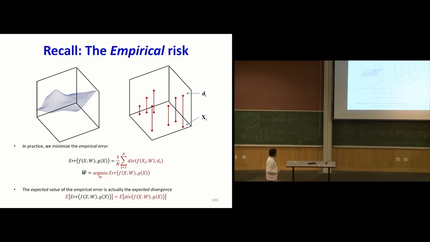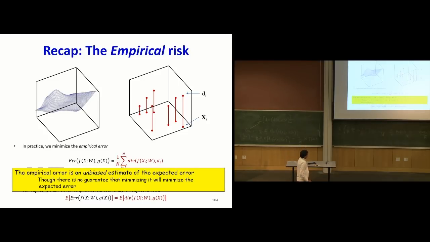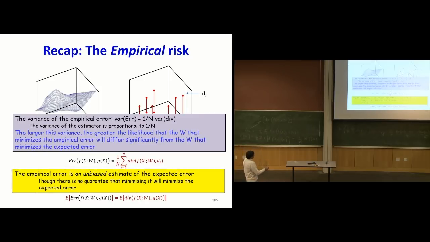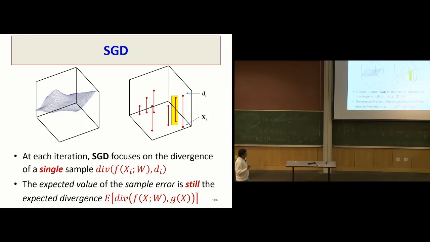Now let's hang on to this thought. The empirical error is an unbiased estimate, as we saw, of the expected error, although there's no guarantee that minimizing the empirical error is actually going to minimize the expected error. Secondly, the variance of the empirical error is going to be 1 over n times the variance of the divergence itself. So the larger the variance, the greater the likelihood that the parameters you estimate to minimize the empirical error will differ significantly from the parameters that are required to minimize the true error. Now let's try to understand this pictorially, right?